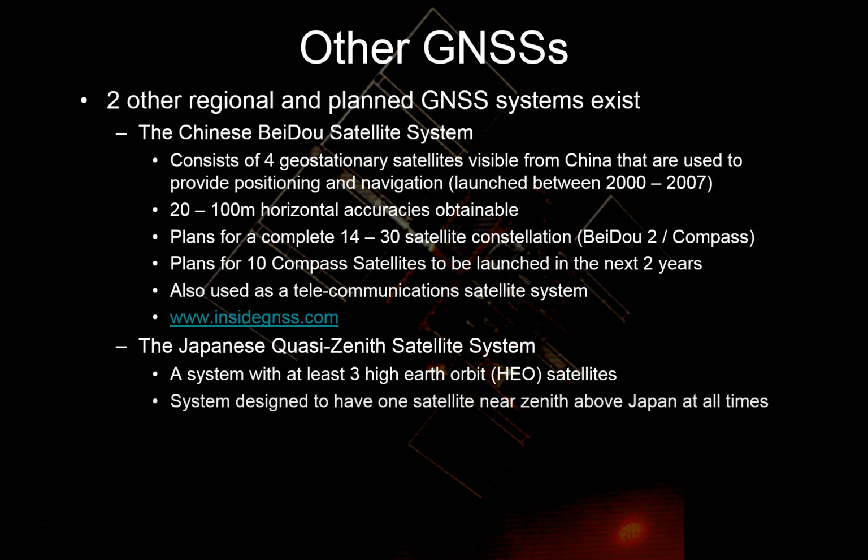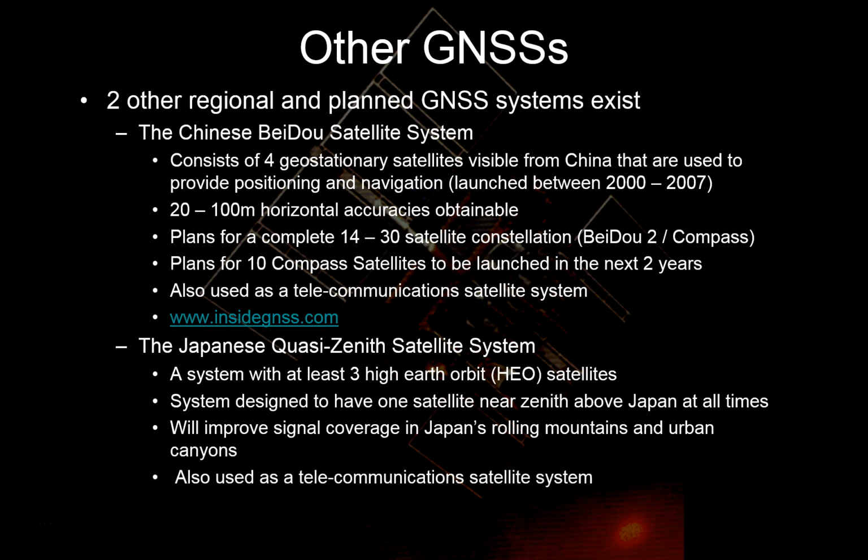Okay, and the Japanese have a system called the quasi-zenith system. We'll talk a little bit more about these systems later on, as to how they can be utilized in a multi-constellation sense, or a receiver that supports 2 or more of these constellations, and the benefits that they provide. Okay, so we'll look a little bit more about that coming up.